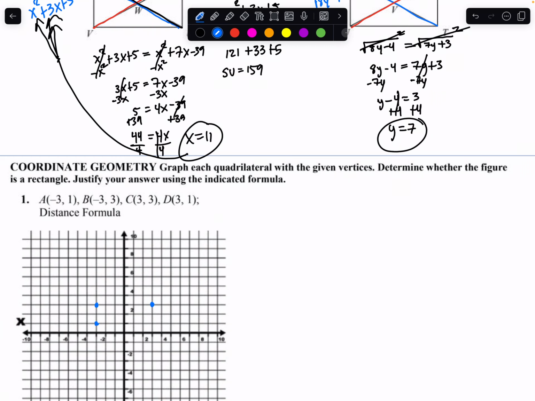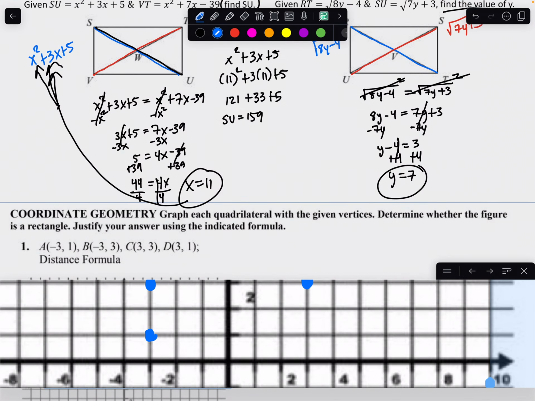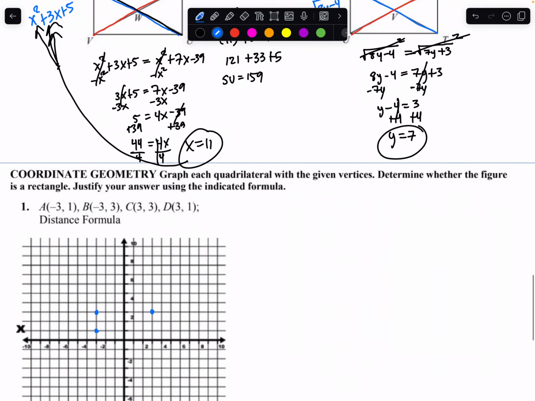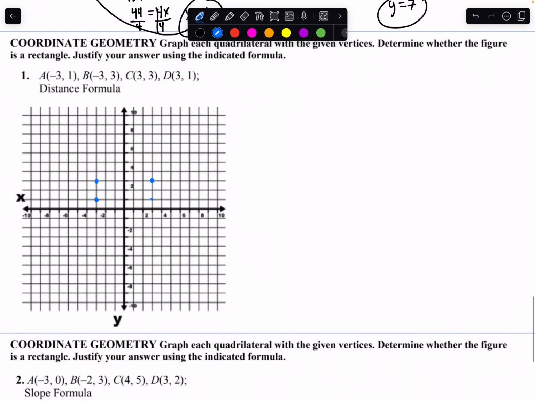And D is 3, 1. Now, if I connect these points, I know that this already looks like a rectangle, right? But how do we prove that it's a rectangle? Well, for one, we can show that opposite sides are congruent, right? We can also show that they form right angles, which we'll get to in this next example.